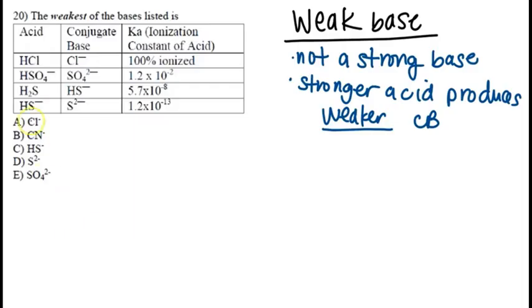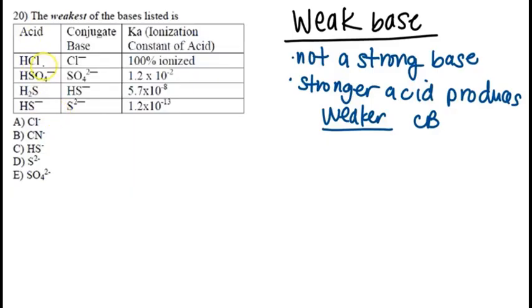Again, I'm going to look at my acids here. I automatically in my head already know which one's the strongest one, and that's going to be the one with the greatest Ka value. Or if you already know what a strong acid is versus a weak acid, it'll be easy for you to distinguish.